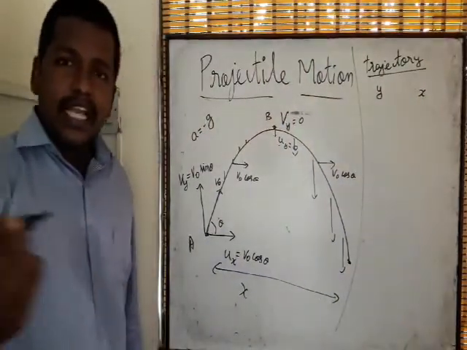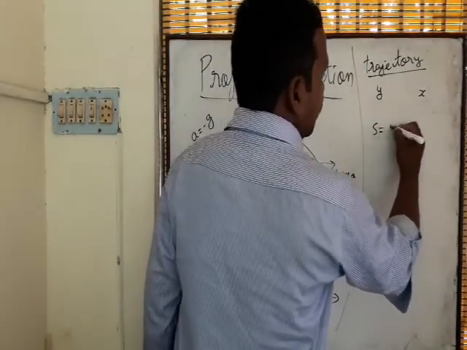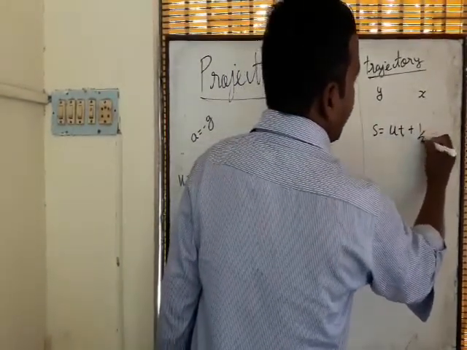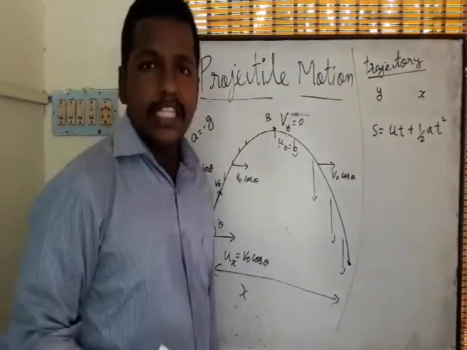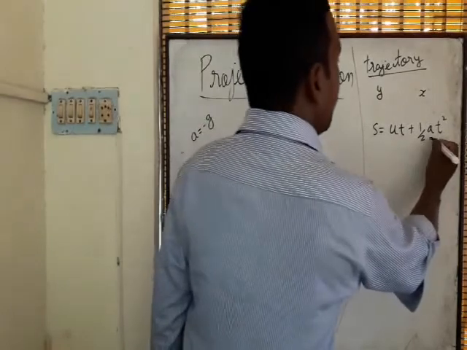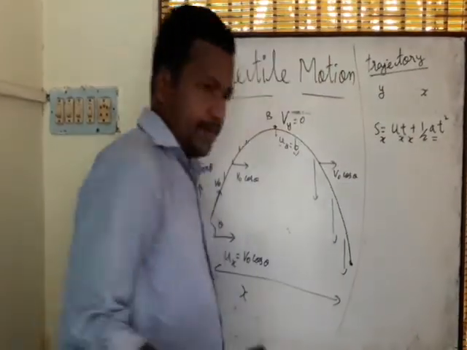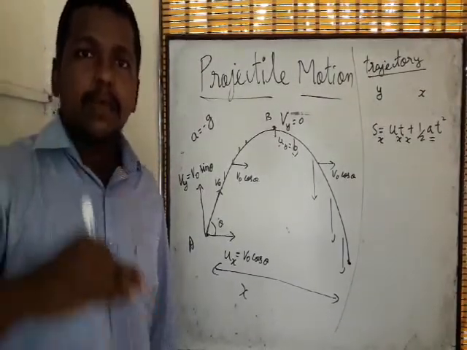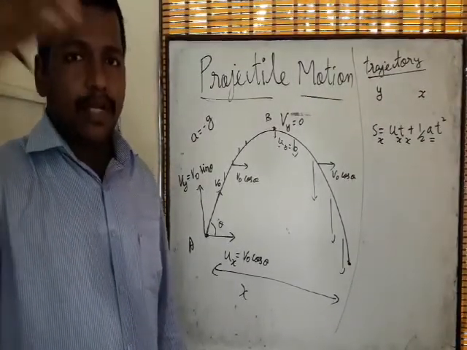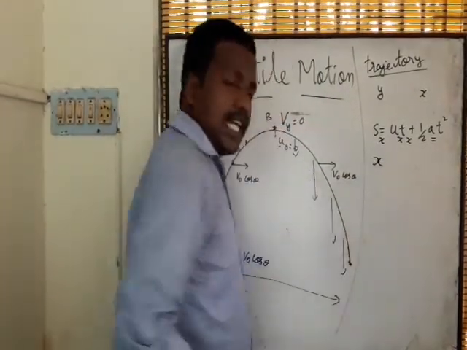On the x-axis, the gravity will be 0. So s is equal to ut plus half at square. As we know, acceleration due to gravity is 0, so this term is going to be 0 on the x-axis. Only the time is going to be equal for x and y. The x time can be taken as the y time, and the y time as the x time. So the displacement on the x-axis I take as x.